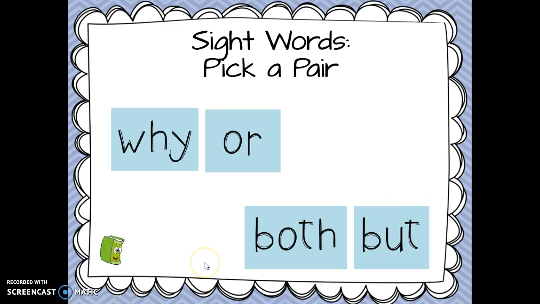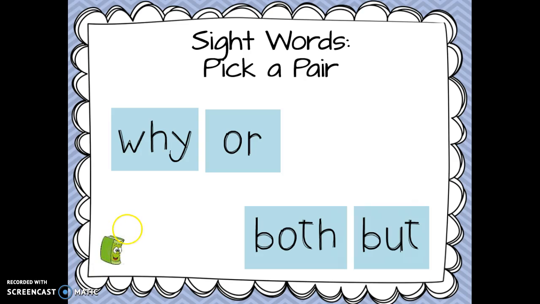This first activity is an offline activity that is called Pick a Pair. You're going to help your student select a stack of sight words and then pick two at a time. And you're going to give them some clues to help them figure out which word you are describing. So they would draw two cards. And for example, they might read the word why, or. After they read the words, you'll give them some clues to figure out which word you are describing.